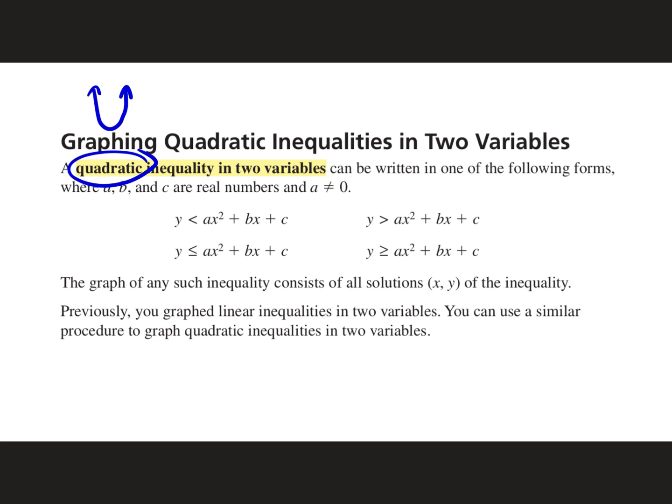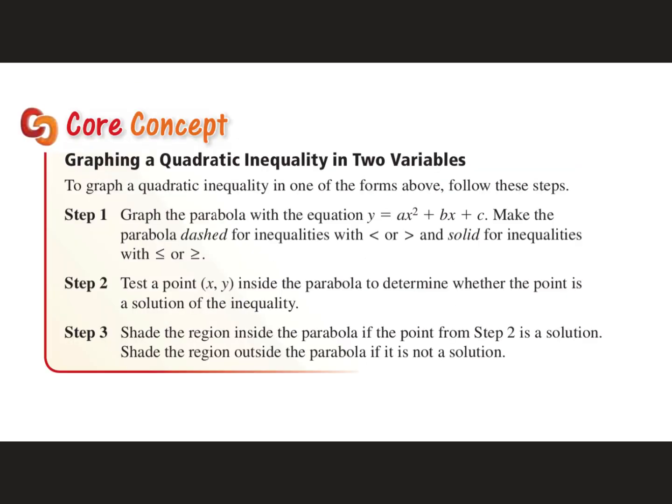In the past, we graphed regular parabolas, and we're going to use the same strategies to graph our parabola inequalities, but we're just going to have an extra step added in at the end. So we have 3 steps to graph our quadratic inequalities. We want to graph the parabola in standard form, just as if it was an equal to sign.